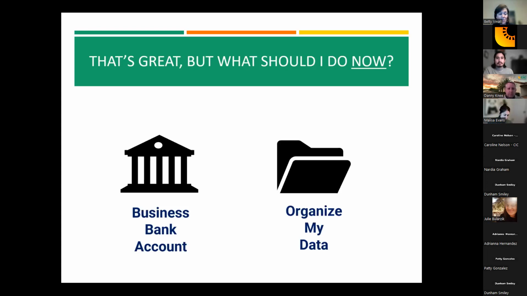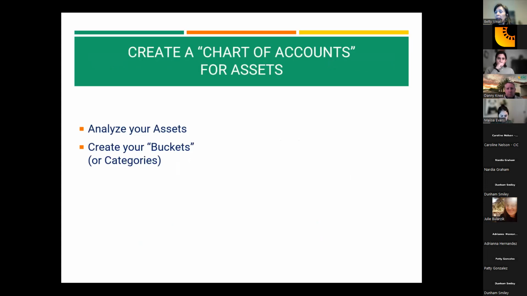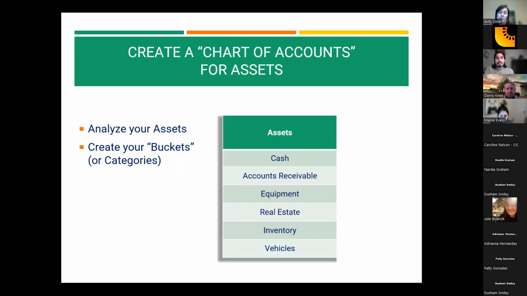And you want to organize your data. And that is just like we talked about, the process of making your chart of accounts. That is organizing. So we're going to analyze your assets. So you're going to create buckets for your assets. And here would be how you would maybe just look at that very simply. You have your bank accounts or cash, your accounts receivable, you have some equipment, maybe you own a building, you have inventory for your business, and perhaps you have a vehicle in your business.